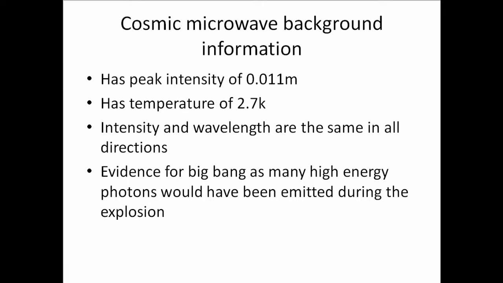So let's start off with just a bit of information about cosmic microwave background. This probably should be somewhere else, but it has a peak intensity of 0.011 meters, so something actually quite relatable. We could visualize that. It has a temperature of 2.7 Kelvin, which is pretty damn cold. And if we monitor our cosmic microwave background radiation, it's going to be basically the same everywhere, and it's going to be the same in all directions. And this is good evidence for the Big Bang, as we'll look at later.